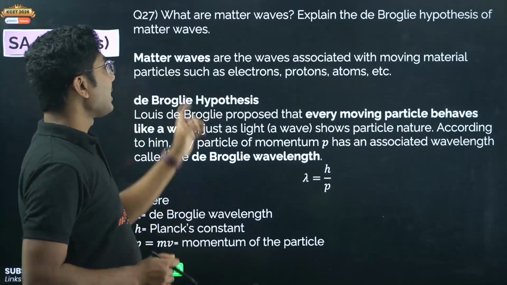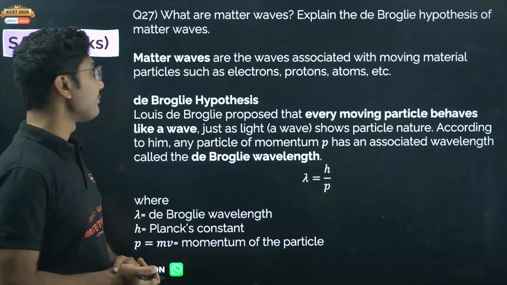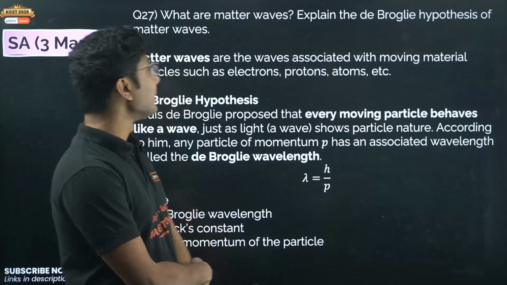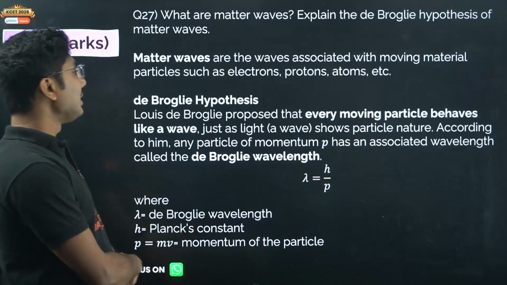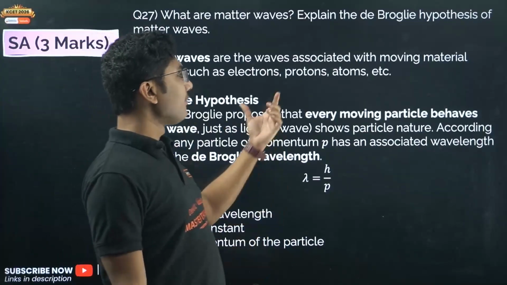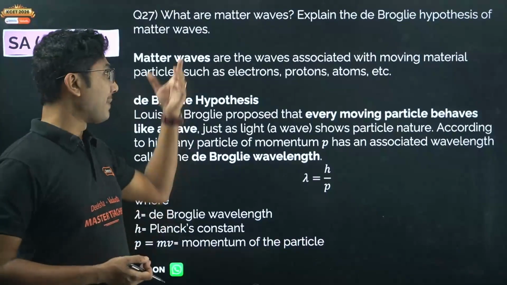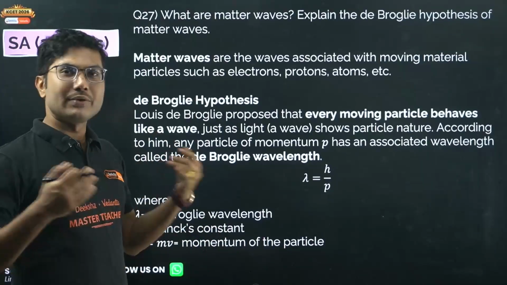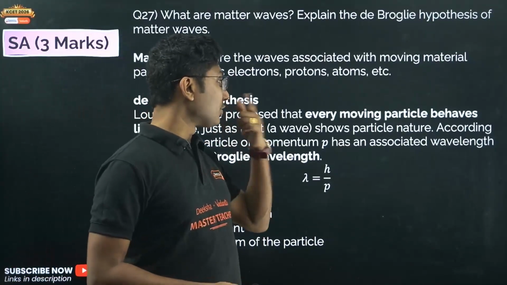What are matter waves? Explain the de Broglie hypothesis of matter waves. So matter waves are the waves associated with moving material particles such as electrons, protons, atoms, etc. De Broglie hypothesis: Louis de Broglie proposed that every moving particle behaves like a wave. So matter wave means wave associated with moving particles, and de Broglie suggested every moving particle will have its own wavelength.